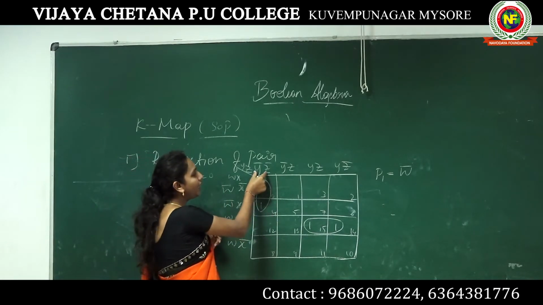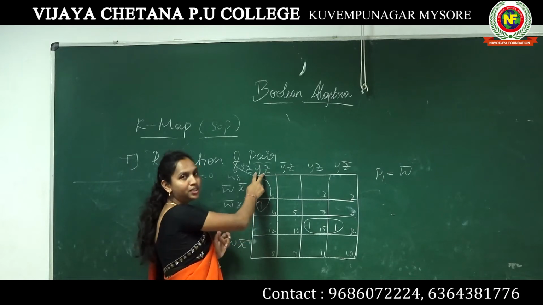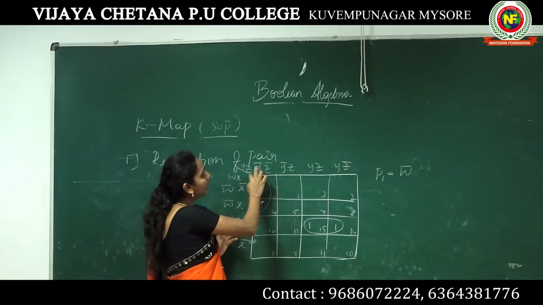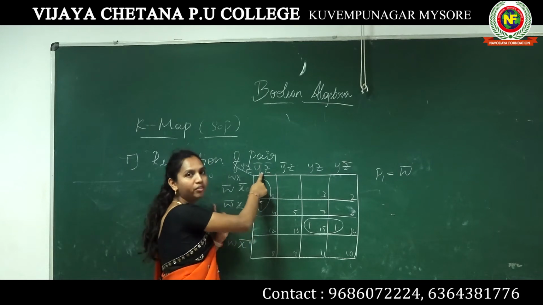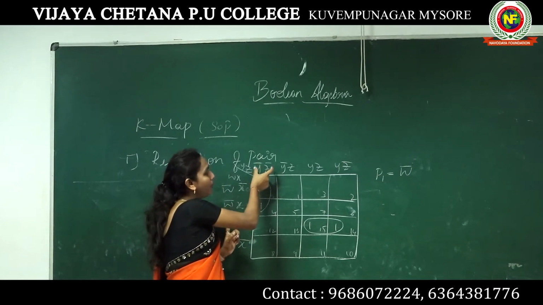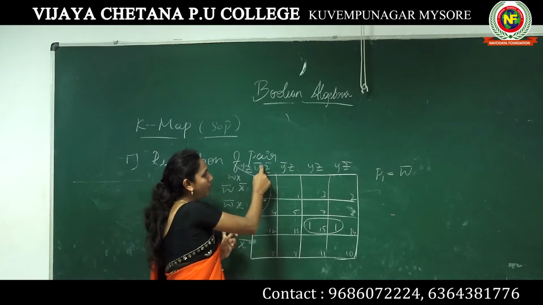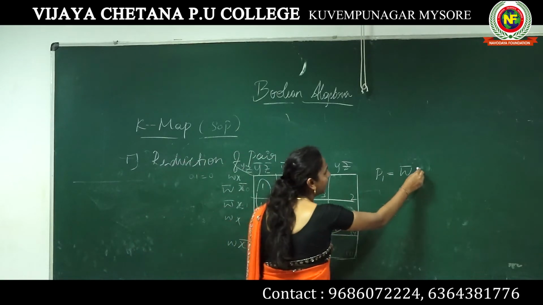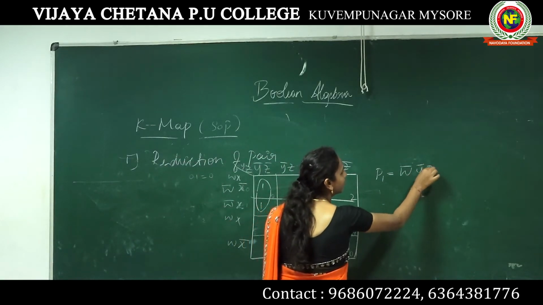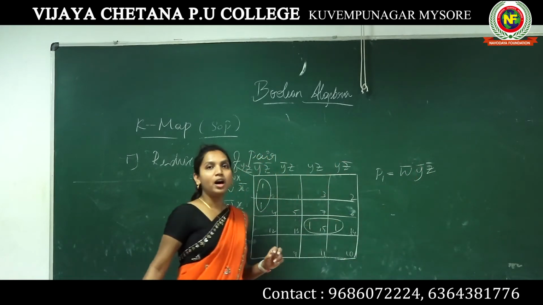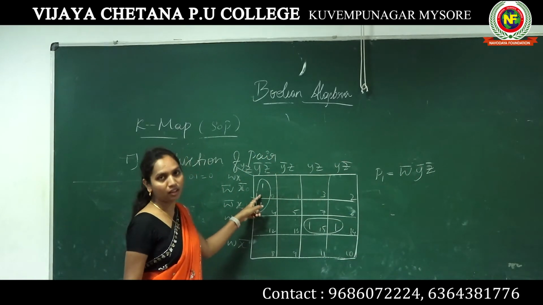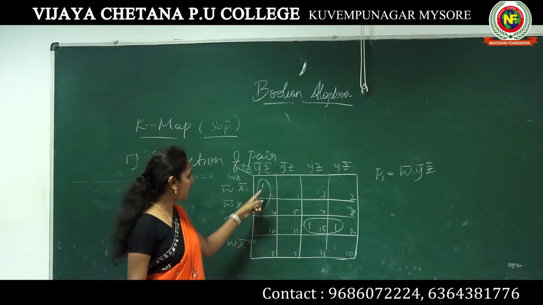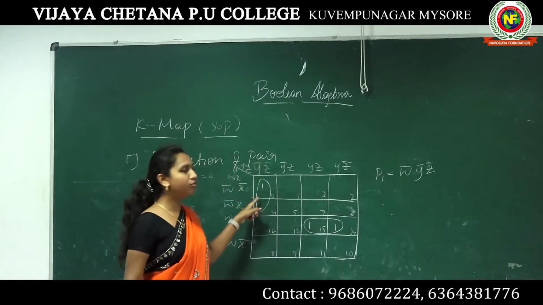Now in vertical, what is there? y bar z bar. There is no need to compare with any other variable, because we have only one pair of variables, that is y bar and z bar. We have to write here y bar z bar. So this is the expression for the pair 1.